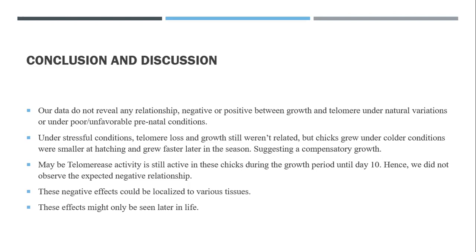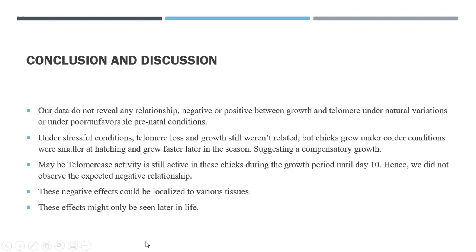So maybe growth is canalized, but when they're growing that fast, they are also at risk of losing their telomeres faster. Maybe they're investing equally in growth and telomeres until they fledge, so both growth and telomeres are canalized for them. While that happens, they're maybe not able to spend equally in other tissues. So these negative effects could be localized to various tissues, which I am working on right now to see if there's a difference between tissues.